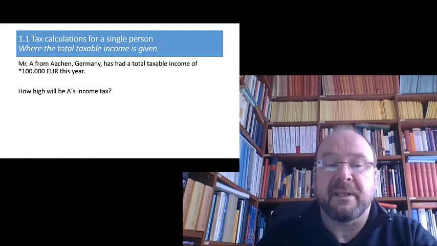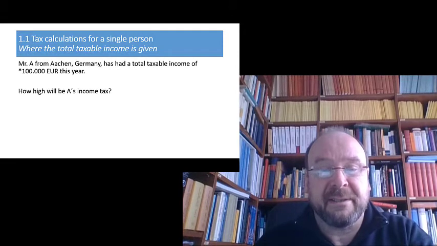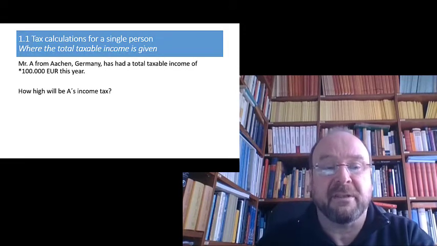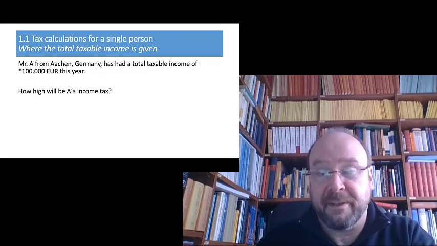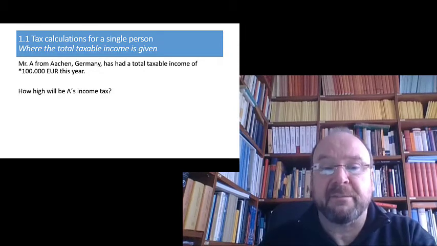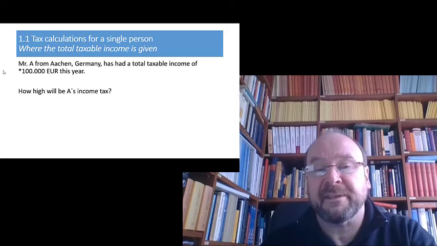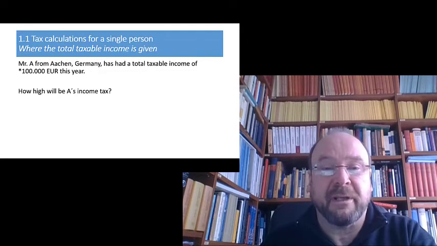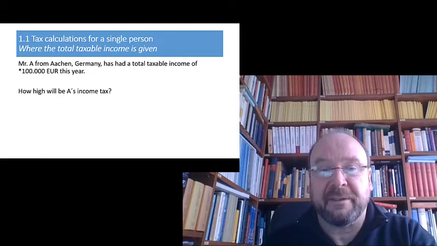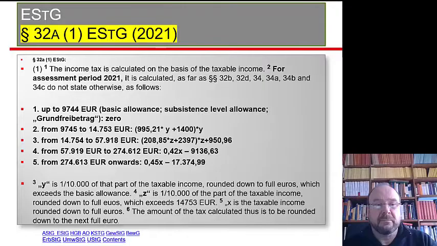That's Mr. A from Aachen in Germany, who has had a total taxable income of 100,000 this year. As you know, the total taxable income is the final figure, which is the tax base after all deductions, when all the income has been added up, when the special allowances and extraordinary hardship allowances have been deducted. So we need no further calculations. We can directly use the 100,000.